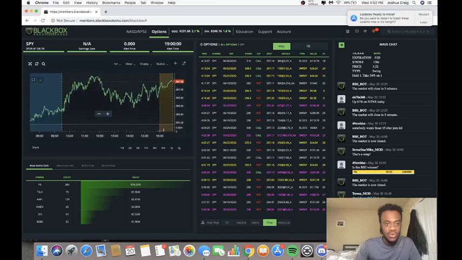And not that I'd use this that much, but it's kind of nice to see once I am in a certain trade, I can see where the stock is going. I use Thinkorswim for my charts personally, but like I said, this is also a pretty cool feature just to have right here.